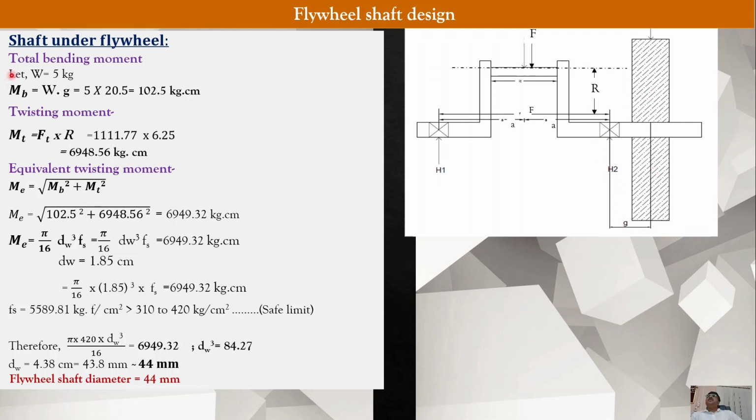So we can find out the bending moment for this type of flywheel as weight of the flywheel into the distance from support. So here it will be W into G. G is the distance, W is weight of flywheel. Let's take the weight of flywheel equal to 5 kg, and let the distance be 20.5. So bending moment will be 102.5 kg centimeter.